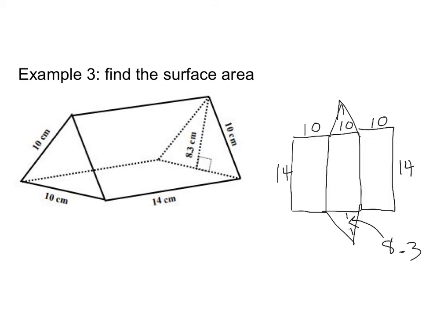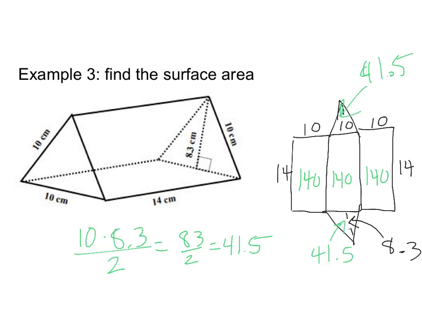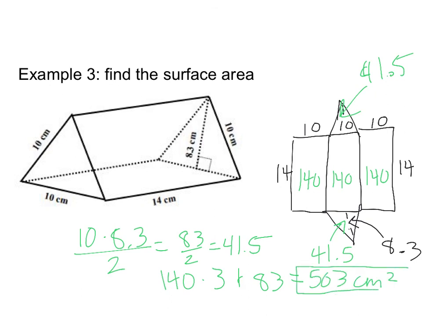All right, so I'm going to start out with a net, then fill in the areas. So we've got 140 for each of the lateral faces, those rectangles, and 41.5 for each of the triangles. Then I'll add them all up, and I'll get 503 centimeters squared.